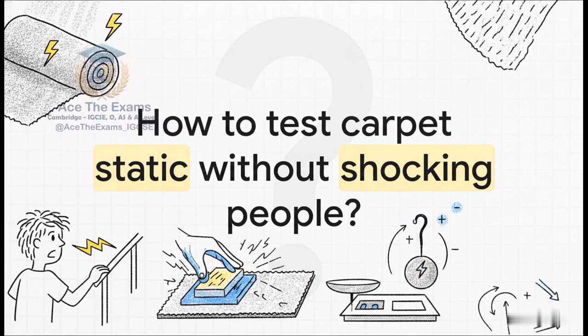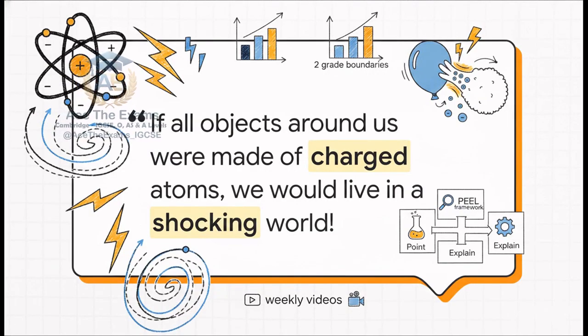You propose rubbing a standardized insulating block across different carpet samples with a strictly controlled amount of friction, and then measuring the static buildup using an electronic balance to gauge the force of attraction on a charged sphere. You've just taken textbook physics and solved a real-world dilemma safely, systematically, and scientifically. This brings us to a profound summary, beautifully captured in this quote. If all the objects around us were made of charged atoms, we would live in a shocking world.